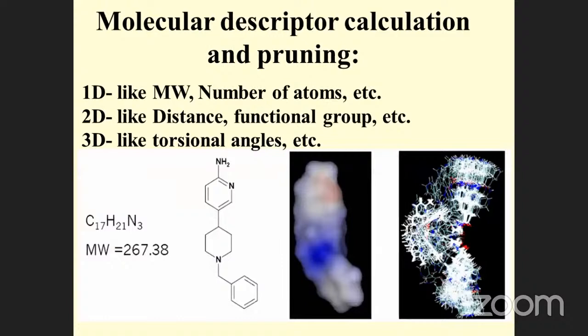Then molecular descriptors. In the case of molecular descriptors, we have different types: one-dimensional, two-dimensional, three-dimensional. We'll calculate all these types. But don't worry, you don't have to calculate. It is the software, the computer, that will do this job for you. Then you will be happy.